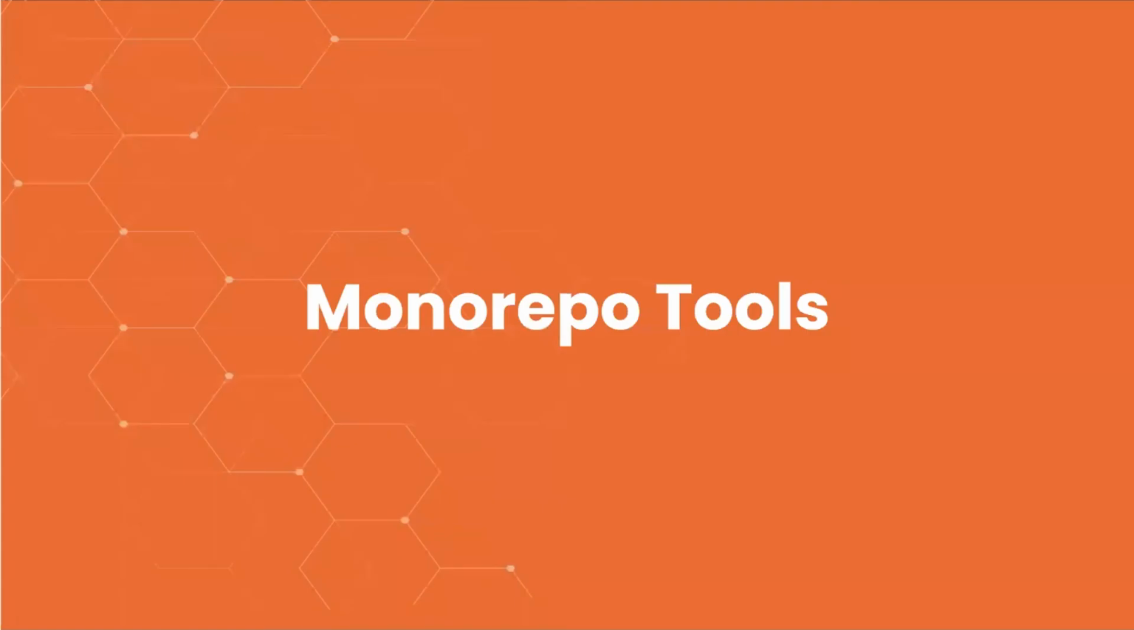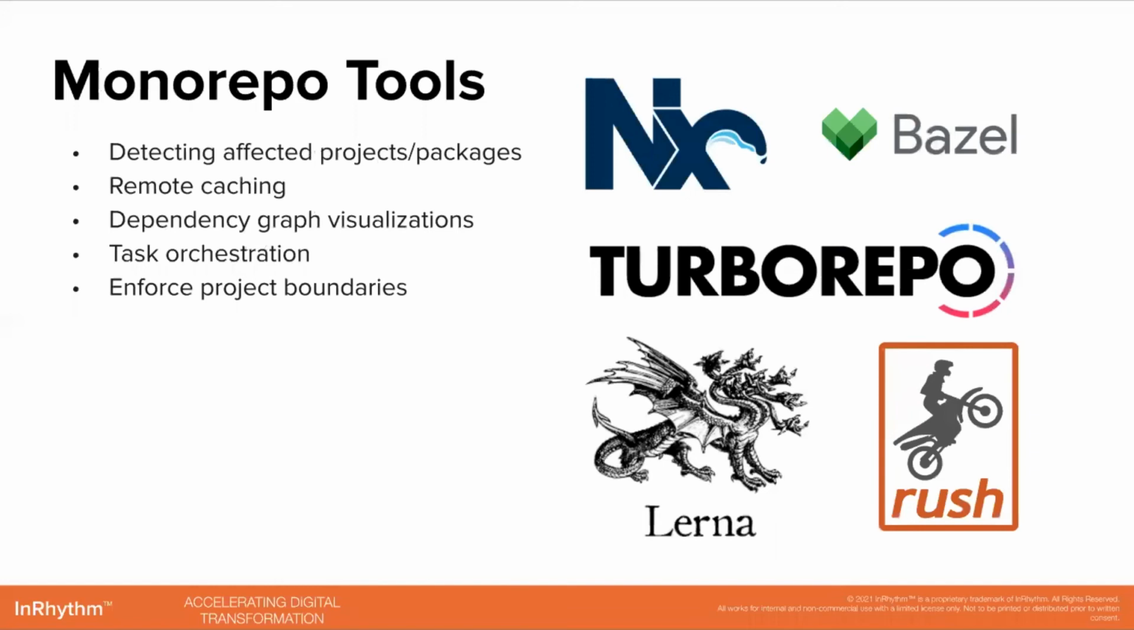Okay, so those are some of the issues with the monorepo, but there are many powerful open source monorepo tools available to help address some of the issues I mentioned earlier. Some of the most popular are NX, Bazel from Google, TurboRepo, Lerna, and Rush. Now, each one of these has its own pros and cons, but they all aim to make building monorepos much easier.